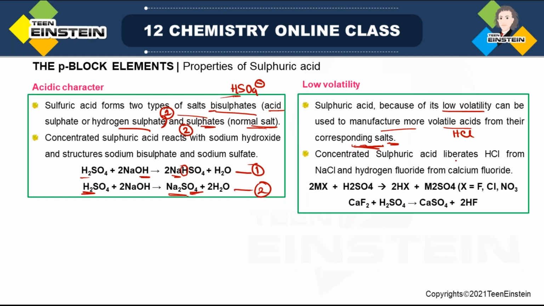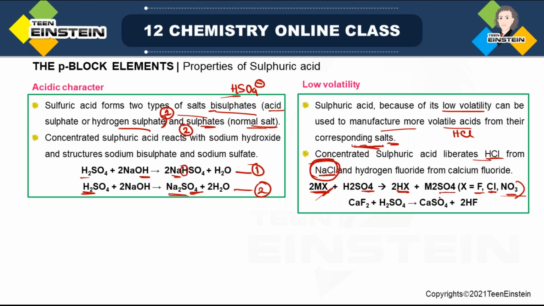See this reaction. Concentrated sulfuric acid can liberate HCl from NaCl. Here we have taken sodium chloride, which is the source of chloride ion, and in the presence of sulfuric acid you will get HCl. Now here we have a general equation. We have taken MX. Now X may be F, Cl, or NO3. If it is F, you will get HF. If it is Cl, you will get HCl. If it is NO3, you will get nitric acid, HNO3. So all these acids you can prepare, but you have to take the corresponding salts. If you want to make HF, obviously you have to take a fluoride salt. If you are preparing nitric acid, you have to take a nitrate salt.